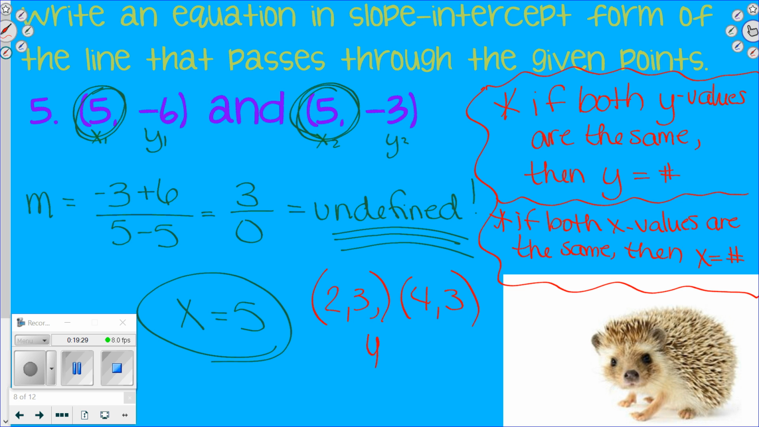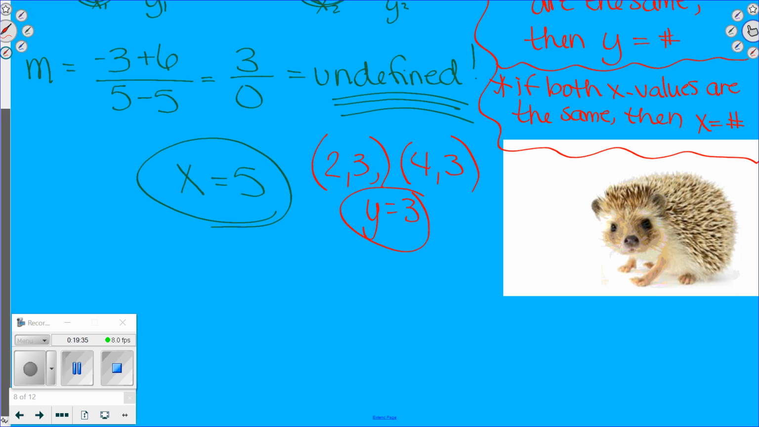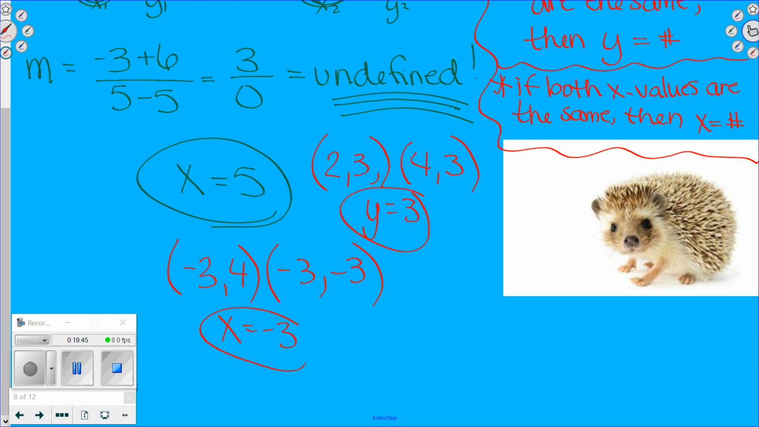Y equals 3. Done. Finish. If I gave you negative 3, 4, and negative 3, negative 3, x equals negative 3. These are the same. If they're all the same, that's the exact same point. We can't do it. Okay?